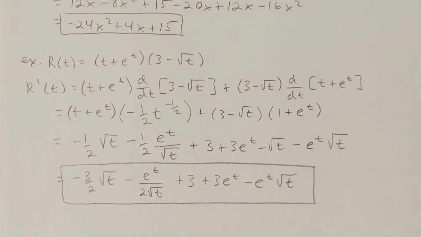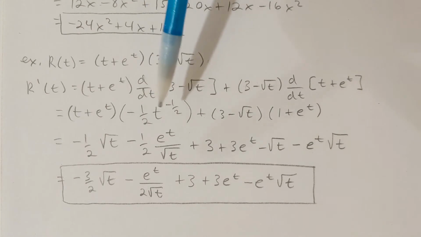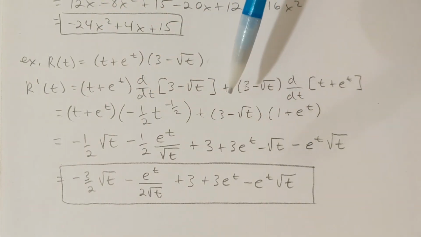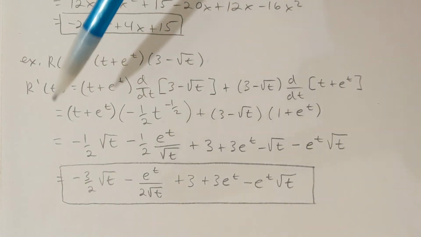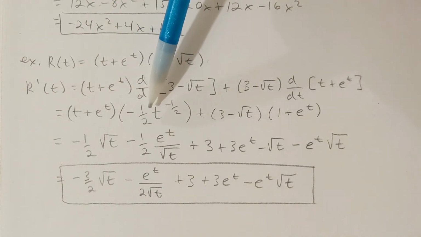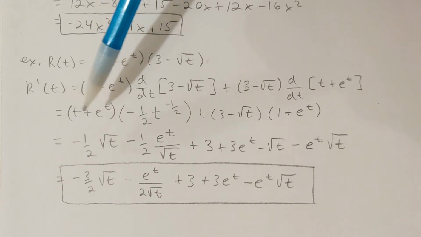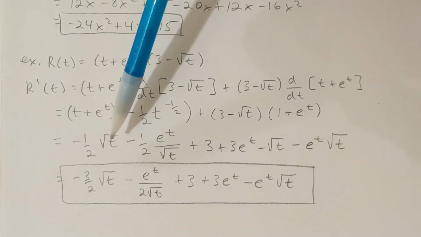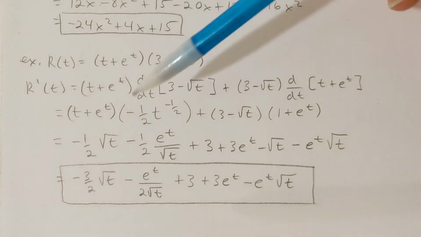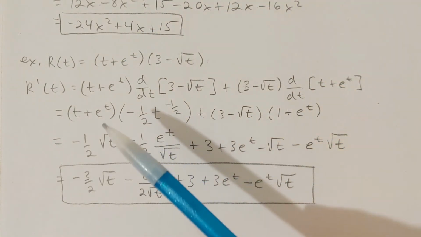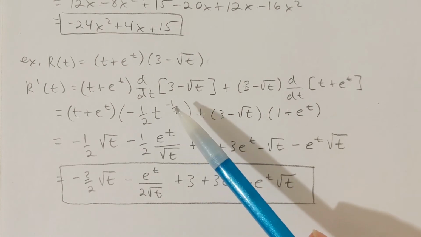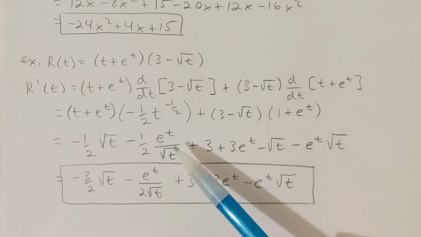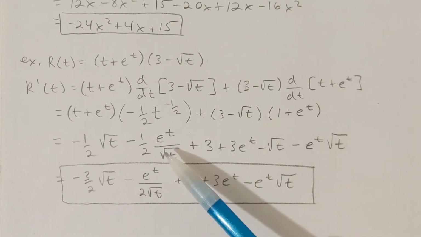And so now I'd want to simplify. Let me distribute this term into these two, and I'll have to FOIL out this part. So we're going to have negative 1/2 t to the negative 1/2 times t would be negative 1/2 times t to the 1/2, and t to the 1/2 would be the square root of t. And then minus 1/2 e to the t times t to the negative 1/2, well, that'd be the same as 1 over t to the 1/2, or 1 over the square root of t if you're using radical notation.